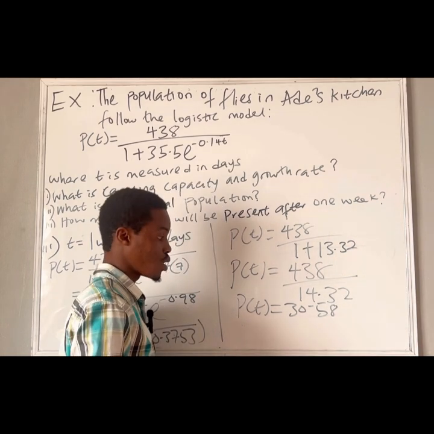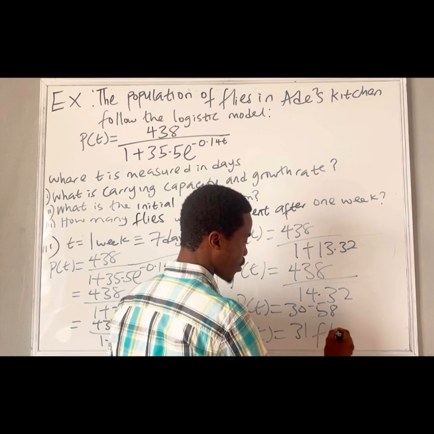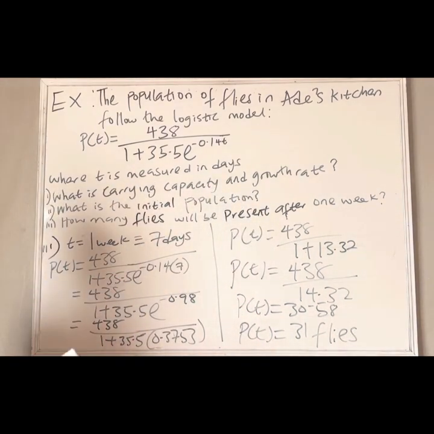This is equivalent to 31. So the number of flies present after 1 week is 31 flies. How many flies will be present after 1 week? 31 flies. You can take a screenshot of this.